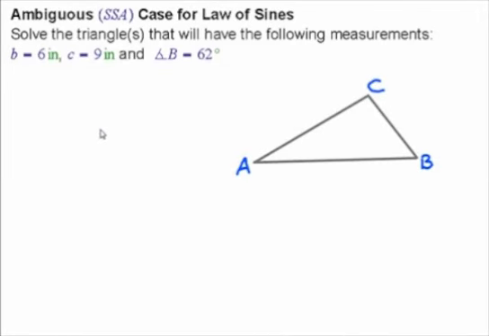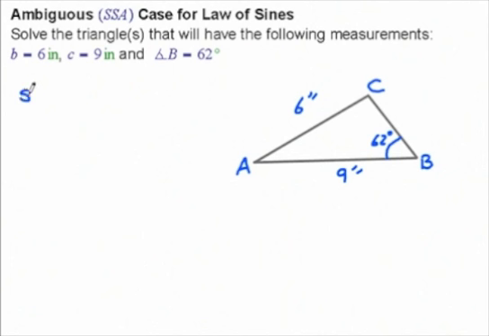Here's another possibility with the ambiguous case for law of sines. Here we have a triangle where side B is 6 inches, so that would be over here. Side C is 9 inches, that would be down here. And we know that this angle B is 62 degrees. So if we set this up, these are the pair that we're going to put together.